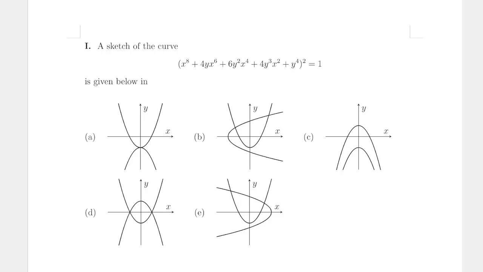Okay, question 1. A sketch of the curve x^8 + 4y x^6 + 6y^2 x^4 + 4y^3 x^2 + y^4, all squared, equals 1, is given below in which of the following graphs?